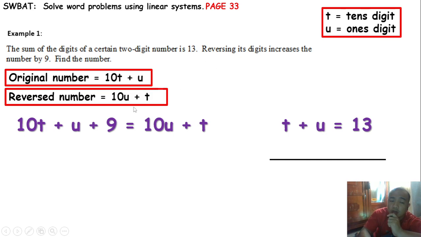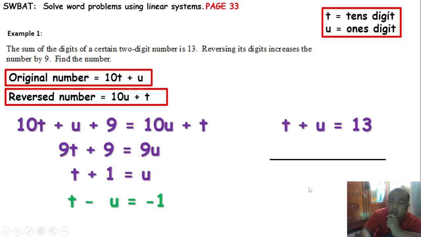And then we're going to reverse the number. 10u plus t is equal to the original number 10t plus u plus 9. Okay, increases by 9. Simplifying equation 2, we have 10u minus u is 9u. 10t minus t is 9t plus 9 equals 9u. Divide all terms by 9, t plus 1 equals u, or t minus u equals negative 1. So this is equation 2.